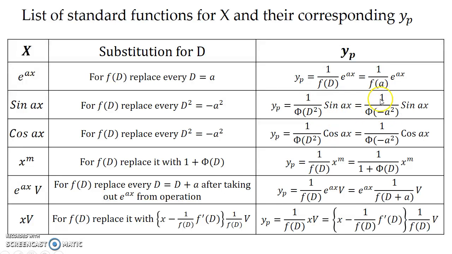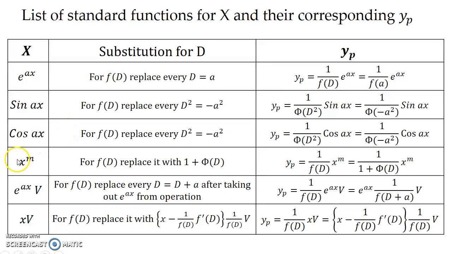So then this will become 1 upon phi of a square. Similar to f of a, this will give us some number or maybe some expression in d, and that we will see separately when we go for individual lectures of each of these functions. So you can see that for cos and sine, for both the functions we have a similar substitution and similar yp.